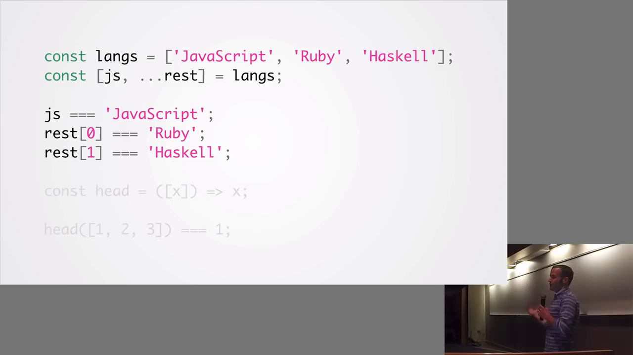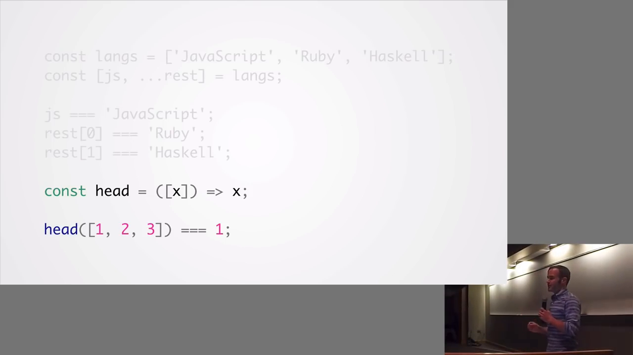So in this case, I have an array of languages, JavaScript, Ruby, Haskell. And I can pull out individual elements by assigning it to this const with the braces, JS, and then using that rest operator again with a rest variable name. And so what that basically does is it's saying, take the first item, which is JavaScript, assign it to the JS variable binding. And then I use the rest operator, and that's saying, take whatever else is left in the array and just stuff it in this rest variable. And so that gives me JS is JavaScript, rest at the first index is Ruby, rest at the second index is Haskell.